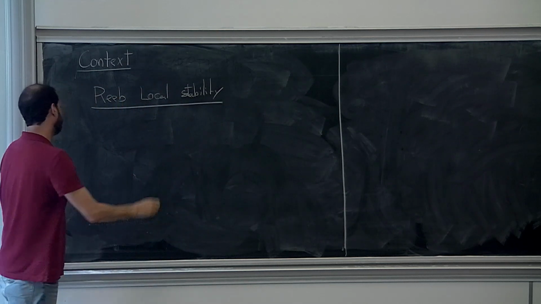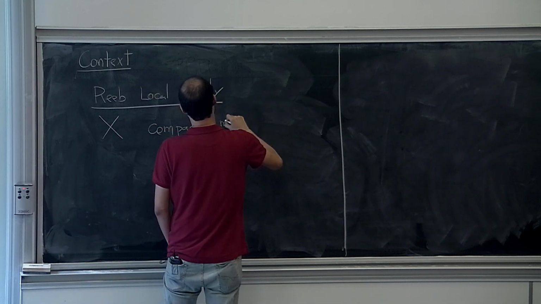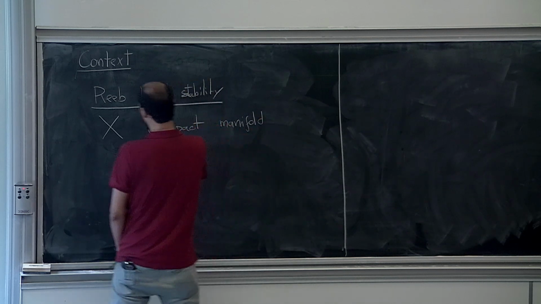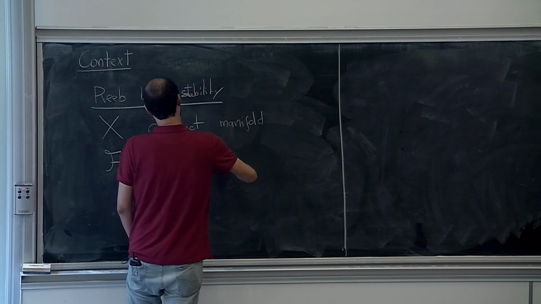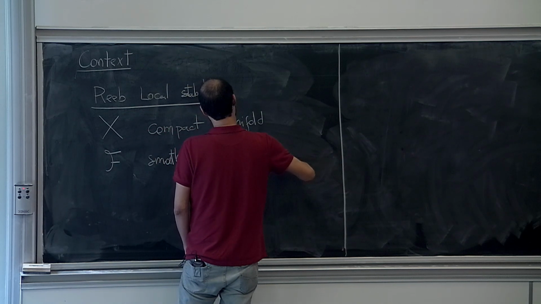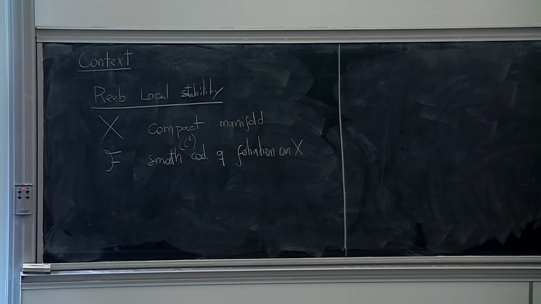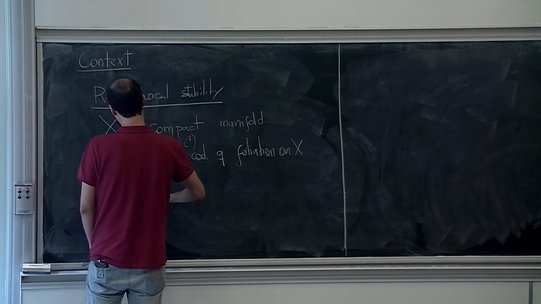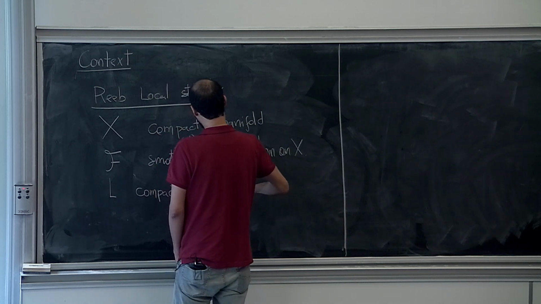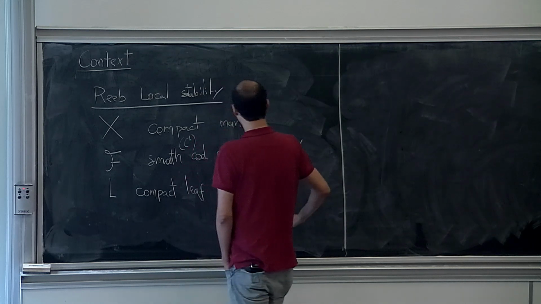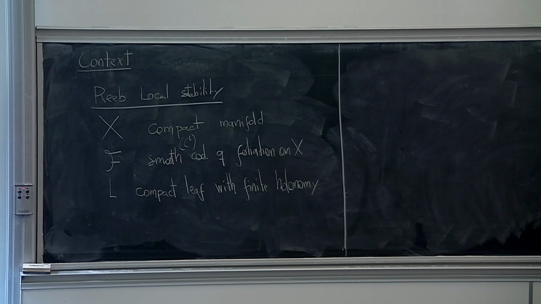It says the following. Let X be a compact real manifold and F a smooth codimension q foliation on X. Smooth, you can assume class C1 if you want. And let's assume that F has L, a compact leaf with finite holonomy. Then the conclusion is that L is stable in the following sense.